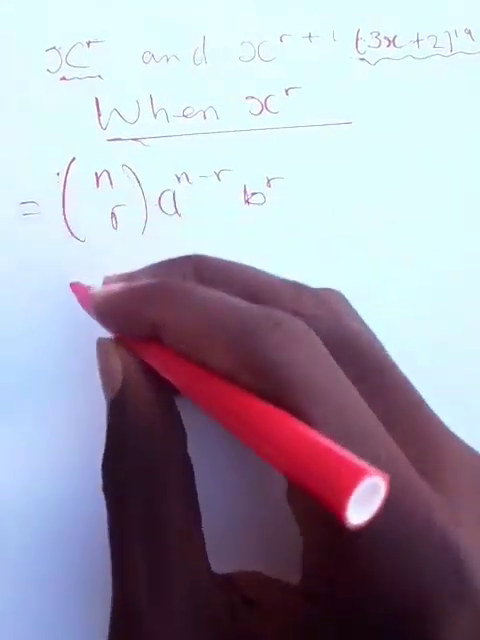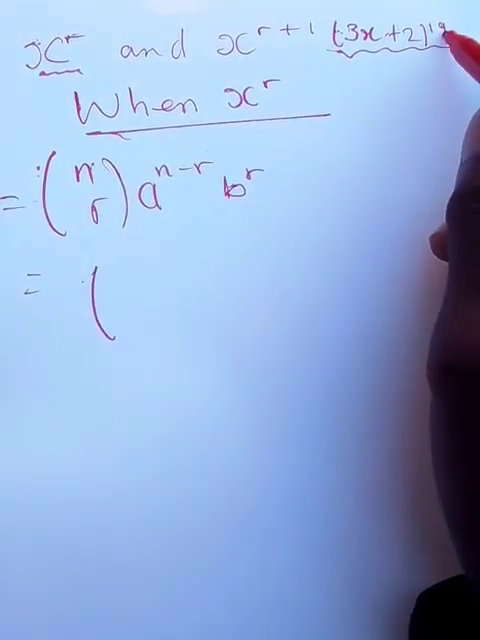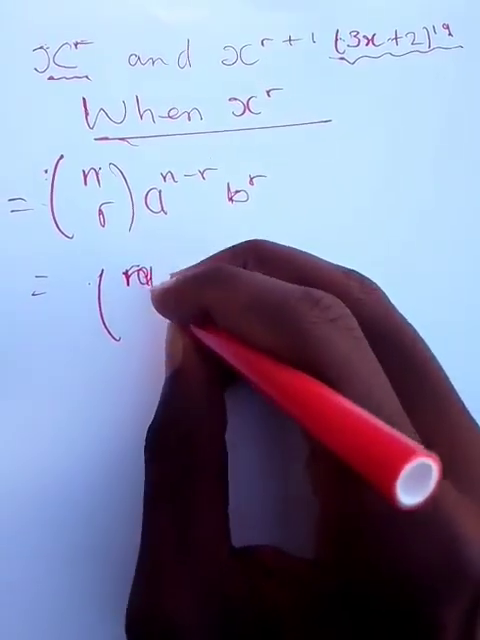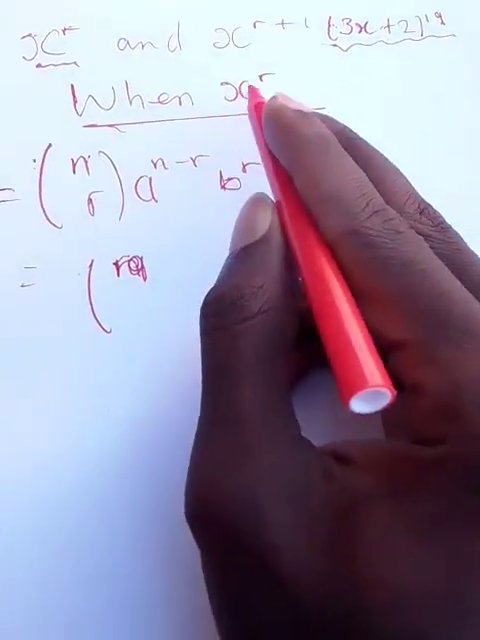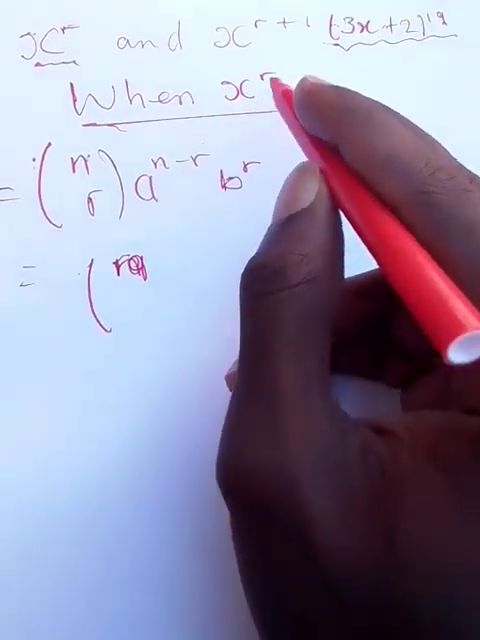So where there is n, I'm putting n for the binomial. I need to write 19 here. And then where there is r, since I'm dealing with this x to the power of r, I'm going to put r.